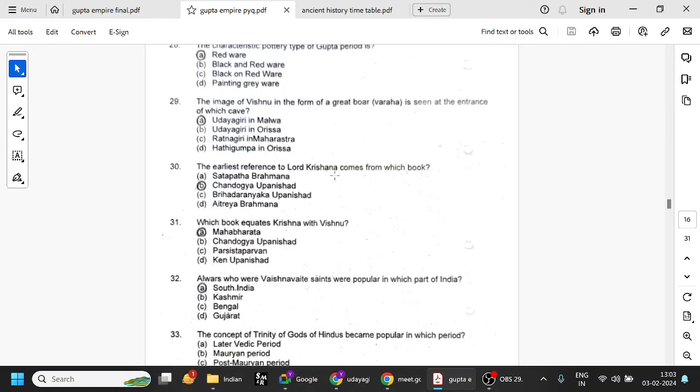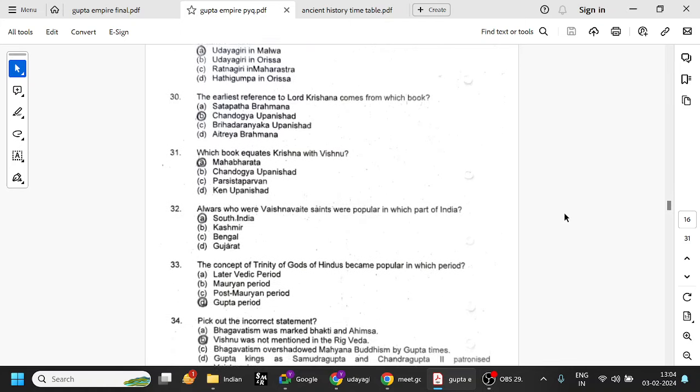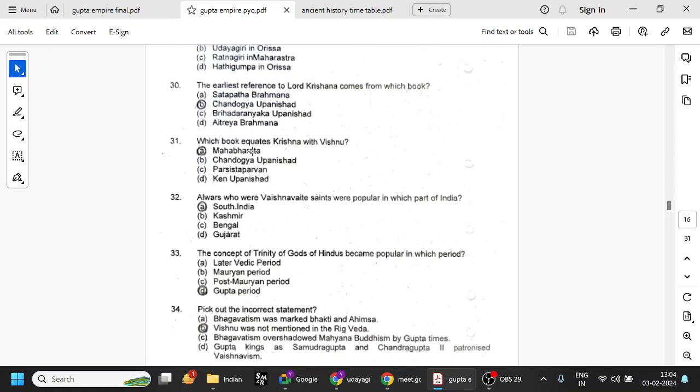The earliest reference to Lord Krishna comes from Chandogya Upanishad. Okay, Satapatha Brahmana, we have seen many things. Aitareya Brahmana, mention of Andhras, and Satapatha Brahmana also, we have seen something, all these things. So, yeah, try to revise from that Vedic religion. Which book equates Krishna with Vishnu? Mahabharata. Okay, and Chandogya Upanishad related to Krishna.